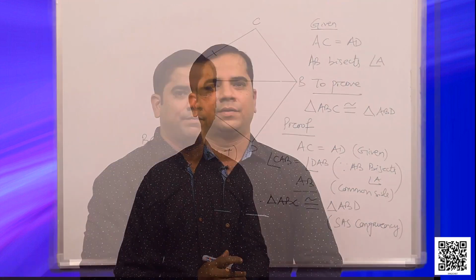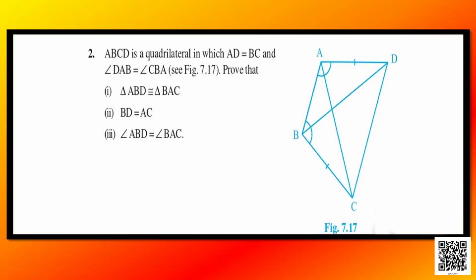Okay. Students, let us go to question number 2. ABCD is a quadrilateral in which AD is equal to BC and angle DAB is equal to angle CBA. We have to prove that triangle ABD is congruent to triangle BAC, BD is equal to AC and angle ABD is equal to angle BAC.